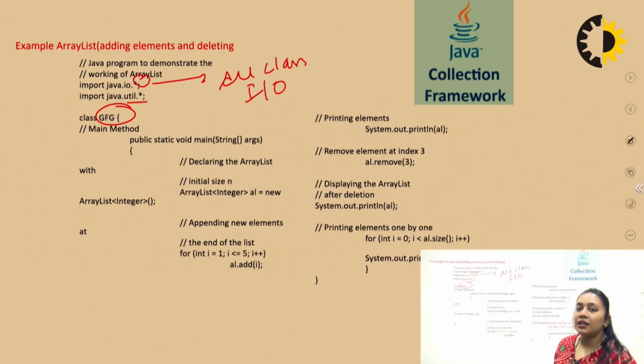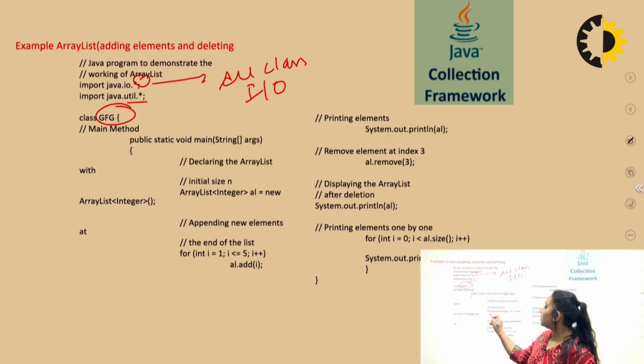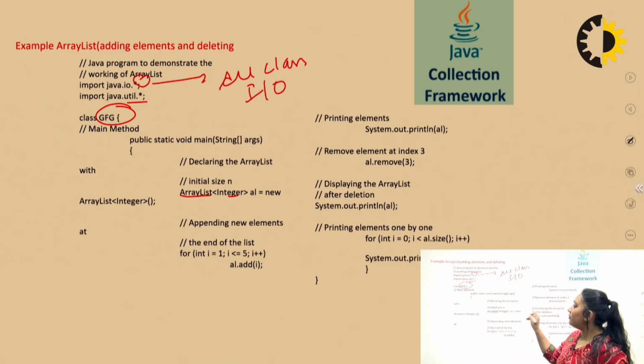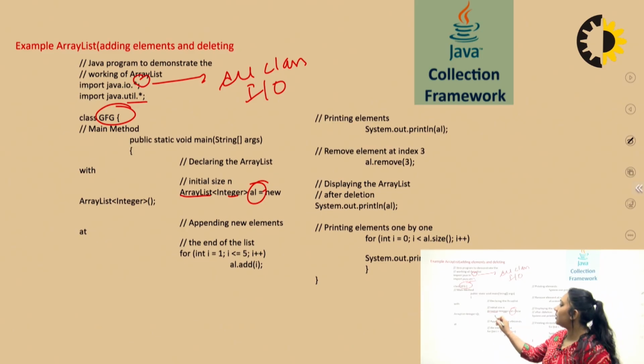In the main method, you need to declare the array, right? How can you initialize the array in the form of a collection? You need to create objects, right? So all you need to do is write ArrayList of type Integer, and we will give it a name, right, to the object, which is AL, and a new Integer object is created.